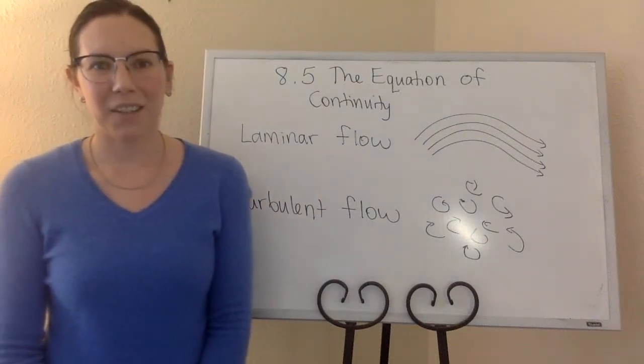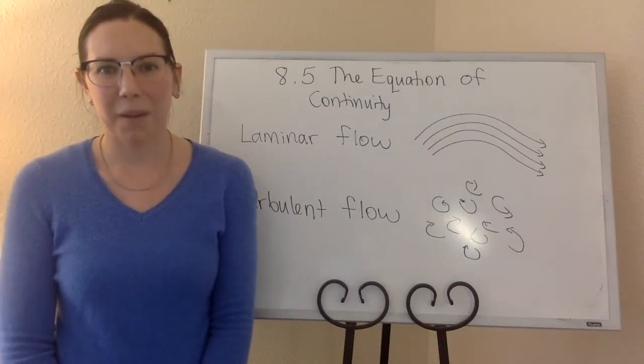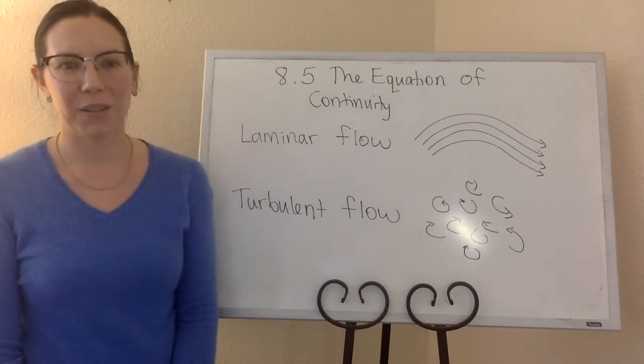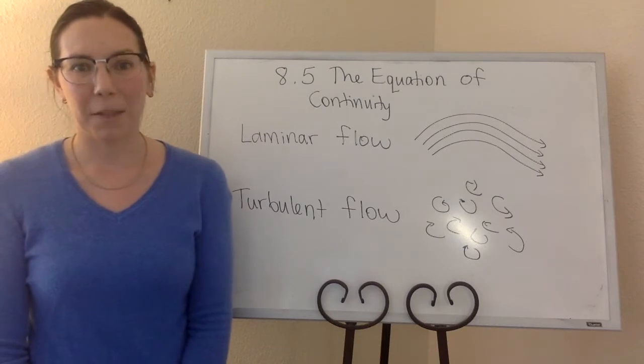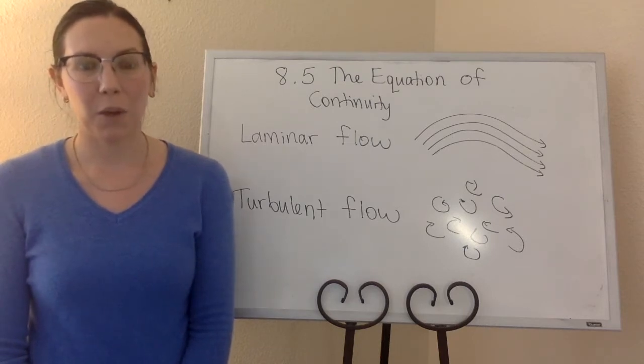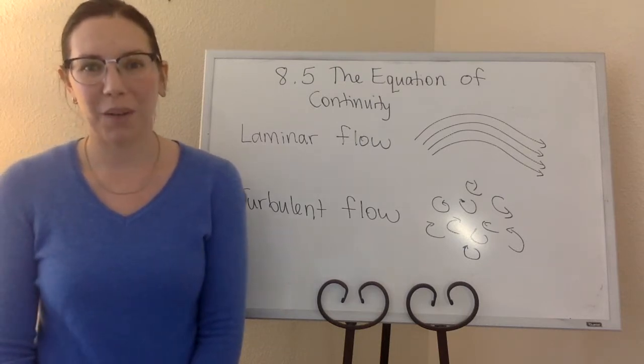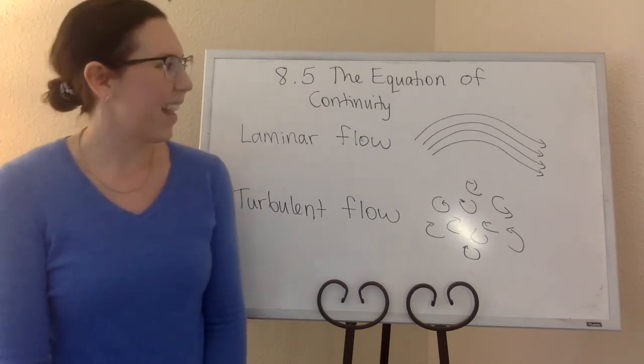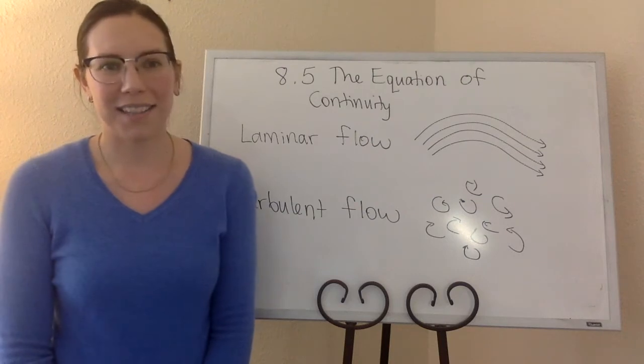Everyone, in our last section on fluids, I'm going to cover 8.5, the equation of continuity. And first I'd like to introduce two types of flow. Laminar flow is a smooth flow, also called streamline flow, where each particle follows its own path, called a streamline, and these paths do not cross.